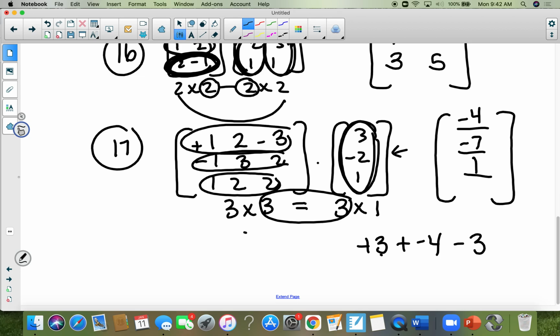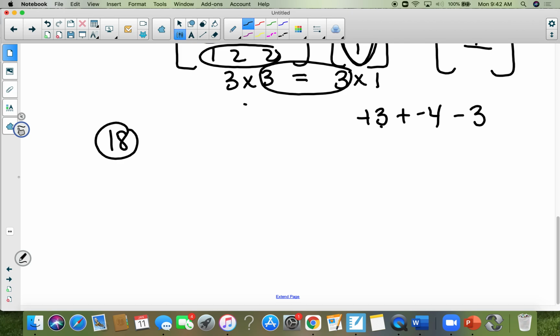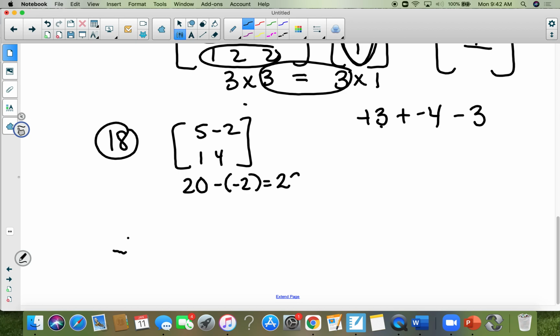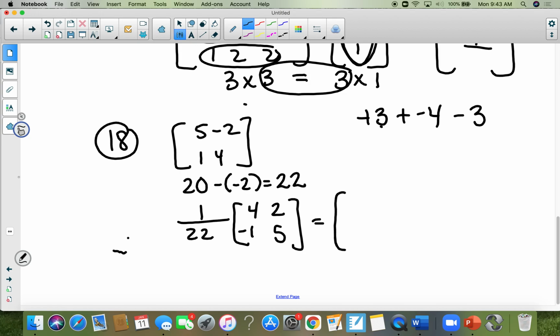Okay, 18 and 19. You have to find the inverse. The first thing you have to do is to find the determinant. 20, take away a negative 2, which ends up being 22. What do you do with 22? You put it underneath the 1. You interchange the 5 and the 4, and you leave the 2 and the 1, but they have to change to their opposite. 4 20-seconds is the same thing as 2 11ths, 1 11ths, negative 1 22s, and 5 22s.